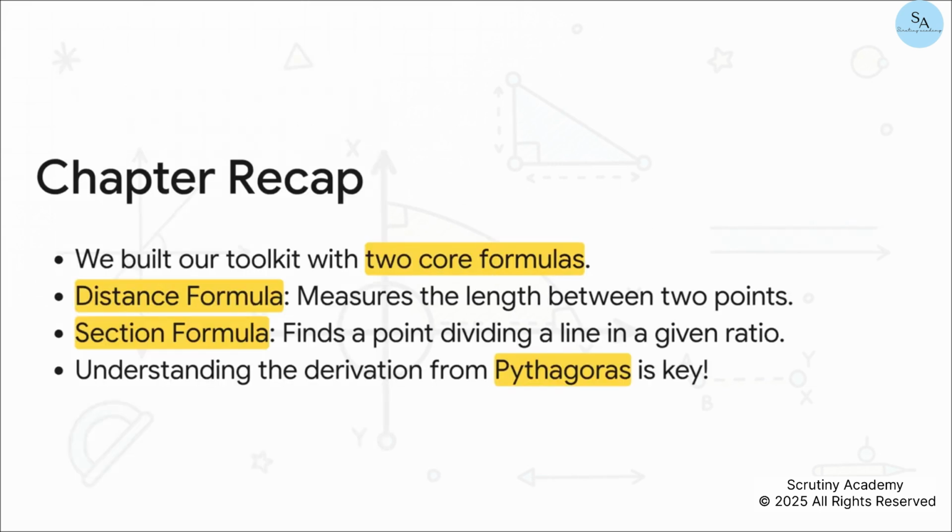Okay, quick recap. Today, we filled our toolkit with 2 super powerful formulas. The distance formula, which is just Pythagoras in disguise to measure any length, and the section formula to find a precise point on a line. The biggest takeaway? Don't just memorize them. Understand why they work and when to use each one.